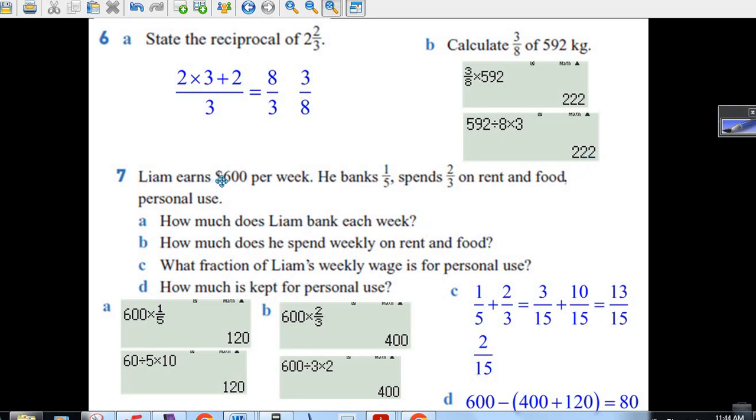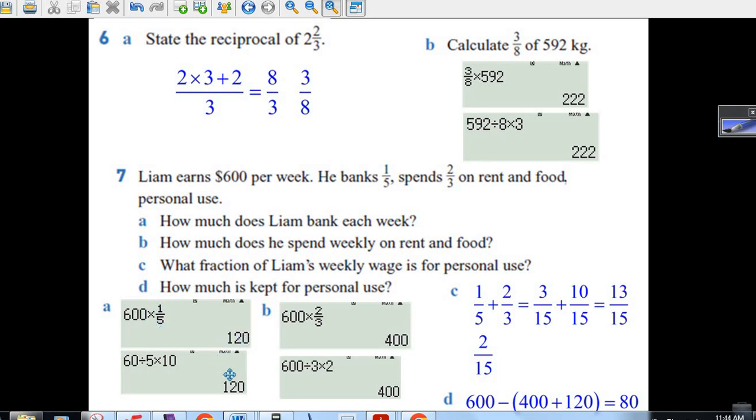Now there's this Liam guy. He earns $600 per week. He banks 1/5. He spends 2/3 on rent and food, and the rest he uses for personal use. So how much does he bank each week? Well, it's just 600 times 1/5 on your calculator.